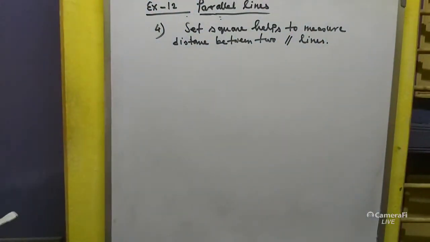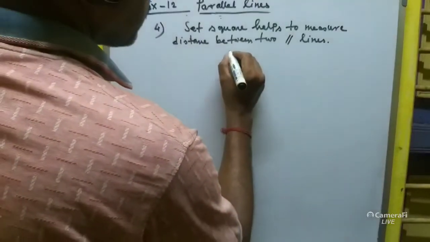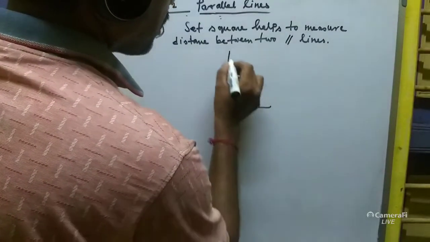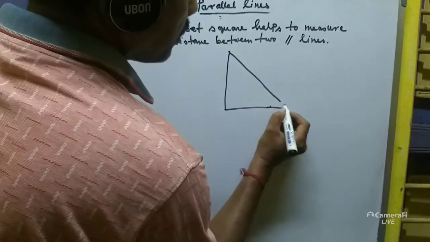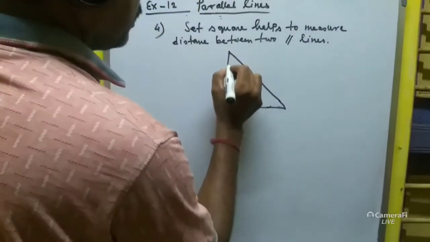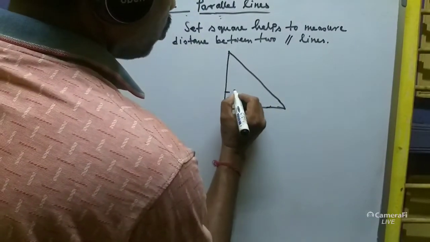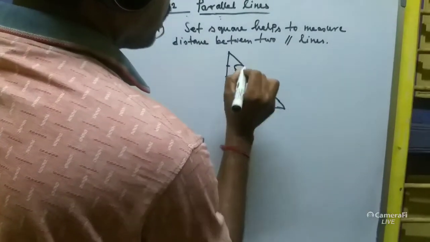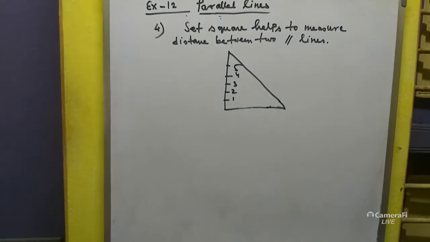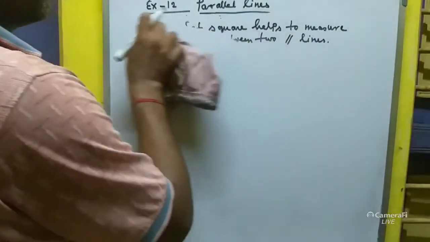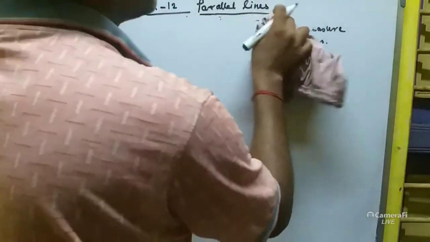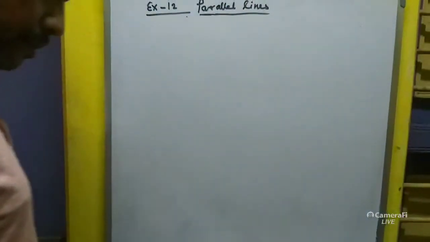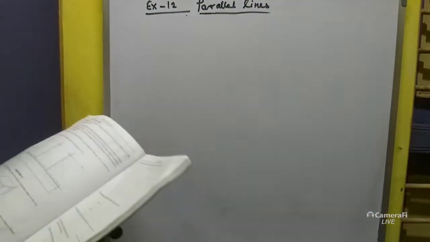So set square is the instrument. So set square, you see it. This is the set square, a triangular instrument, and markings 1, 2 are given in this way. So this is called the set square. So you can easily find out with the help of set square the perpendicular distance between two parallel lines.